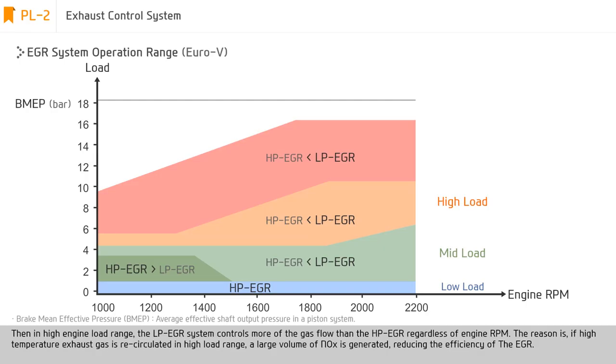The reason is, if high-temperature exhaust gas is recirculated in high load range, a large volume of NOx is generated, reducing the efficiency of the EGR.